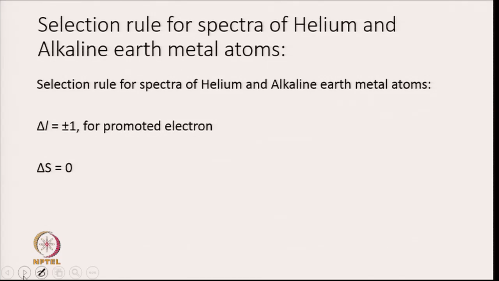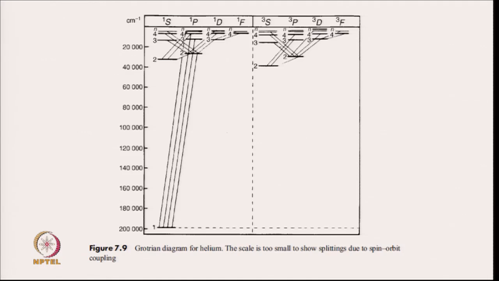Now, the selection rules for the spectra of helium and alkaline earth metals are delta L is plus or minus 1 for the promoted electron, and delta S is equal to 0. And so, this is what is known as the Grotrian diagram for helium. You can see that delta L is plus or minus 1, delta N can go anywhere, delta S should be 0, and so you have a different kind of spectra.